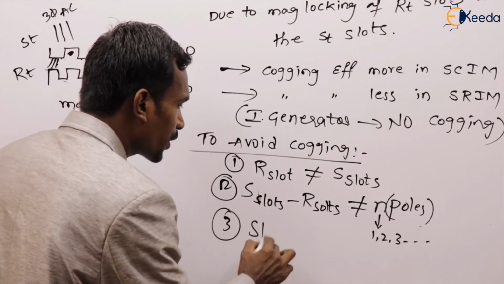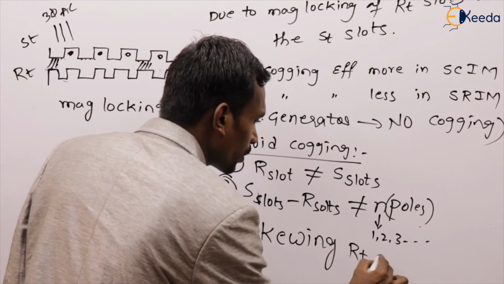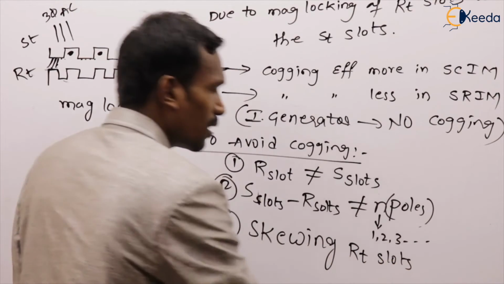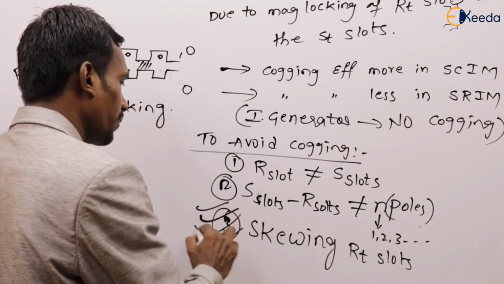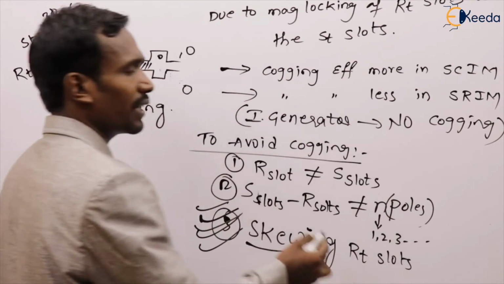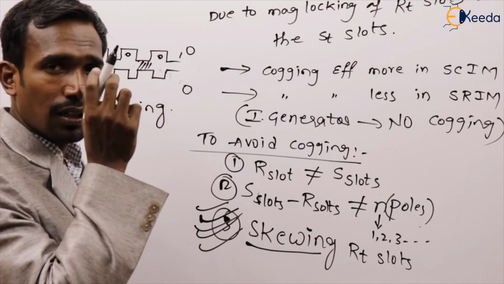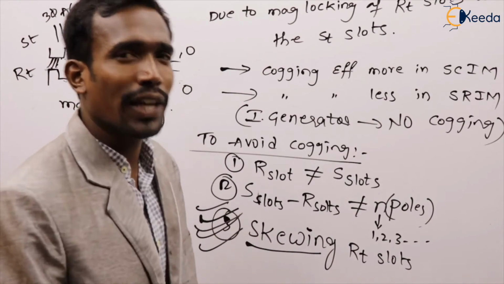generally by skewing the rotor slots, we can avoid cogging. This is very important. By skewing the rotor slots, we can avoid cogging.